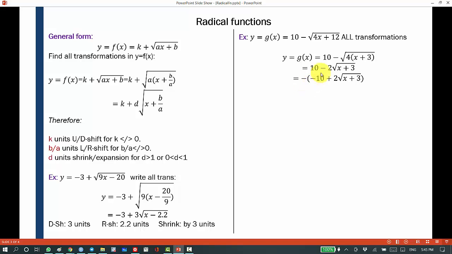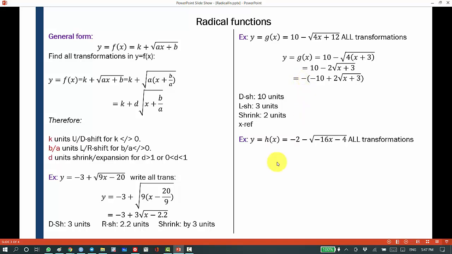Why do we do that? The reason is that we want this shrink factor to be positive. Taking this minus outside, we have minus 10 plus 2 times square root of x plus 3. Hence, we have a 10 units downward shift, a 3 units left shift because of this plus 3 here. The shrink factor is 2 units. And finally, because of this minus sign outside, we have an x reflection.